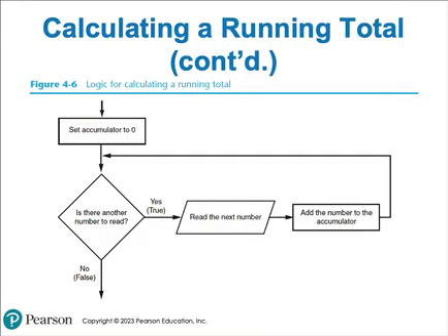Here is an example. A lot of times if you're doing a running sum, that's going to start at 0. If you're multiplying things together, your starting value would start at 1. And then if there's another number to read, read that number and add it to the accumulator variable, and just do that till there's no more values to read. Then when you exit the loop, accumulator is set to your running total.